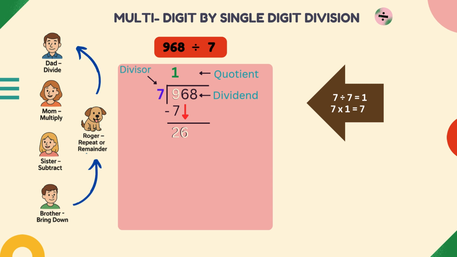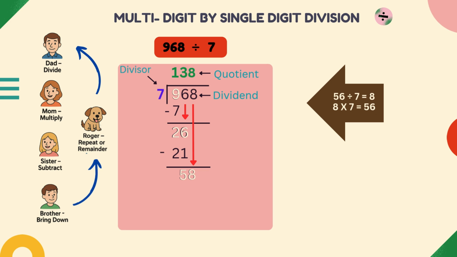This time we divide 26 by 7. 7 can go into 26 3 times. Because 7 into 3 is 21. Write 3 on top. 3 into 7 is 21. So we write it under 26. Next, sister says, subtract. 26 minus 21 is 5. Brother step says to bring down. We bring down the last digit 8. Now, we have 58. Roger says, repeat again.